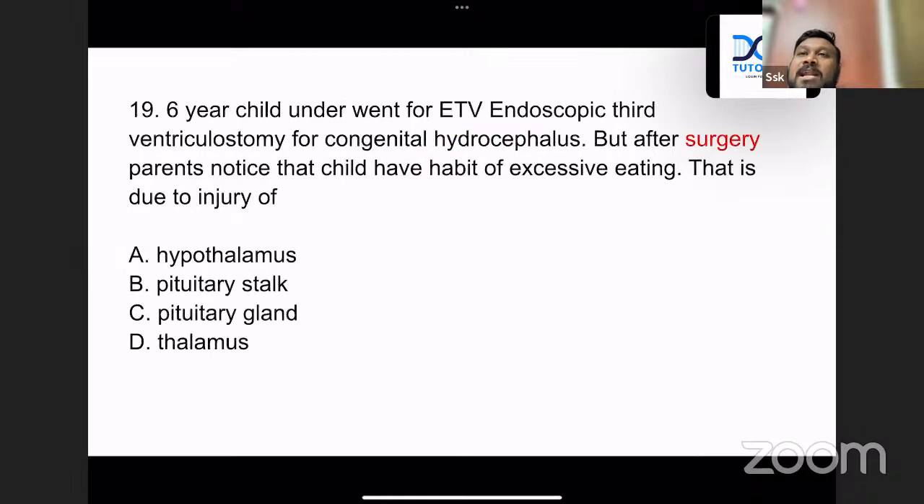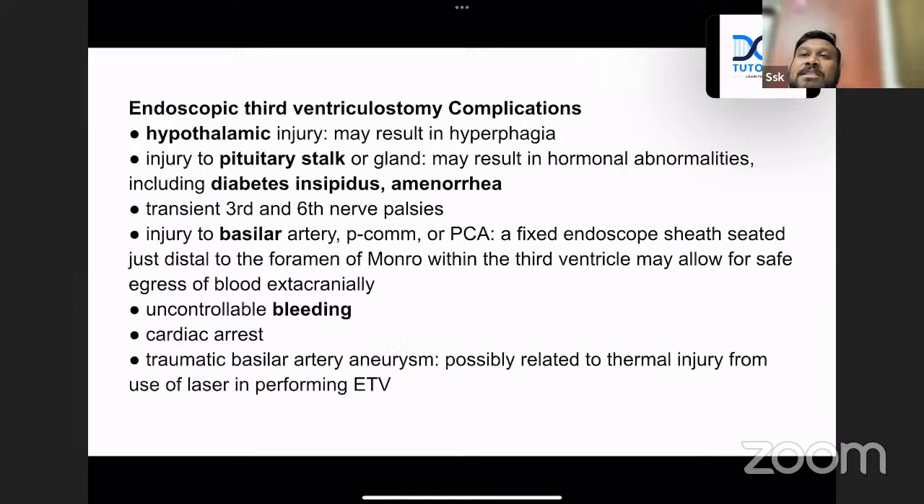So a 6-year-old child underwent endoscopic third ventriculostomy for congenital hydrocephalus. But after surgery, the parents noticed that the child has an excessive habit of eating. It is classically a hyper eating disorder, or hyperphagia, which you see in hypothalamic dysfunction. So, endoscopic third ventriculostomy complications.